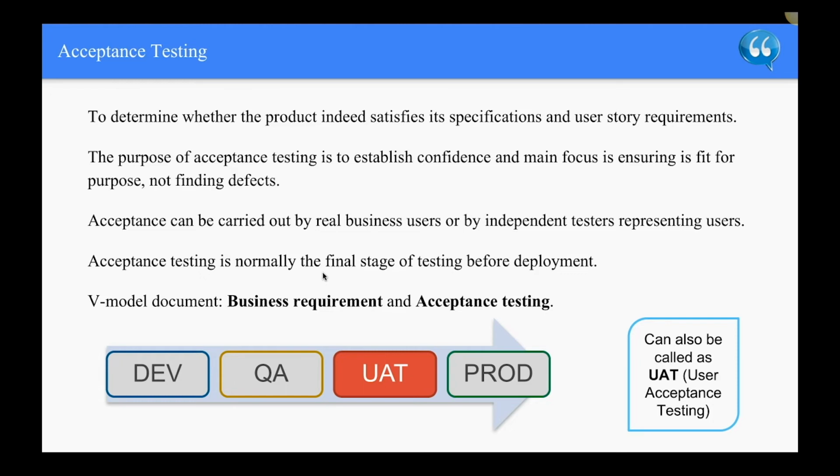So in the V model document, you see that on the first line on the static side, which is the business requirement, and then the last line on the V model, it's the acceptance testing. So in this stage, the acceptance testing, you hear UAT. UAT is another name, it's user acceptance testing. So that can also be called UAT.